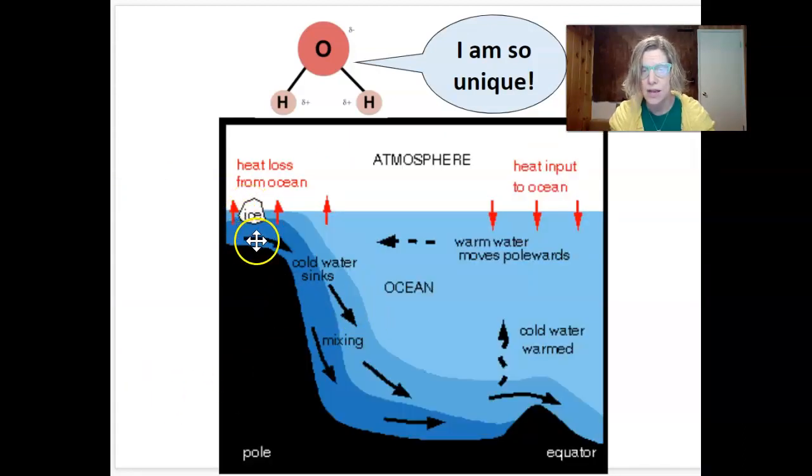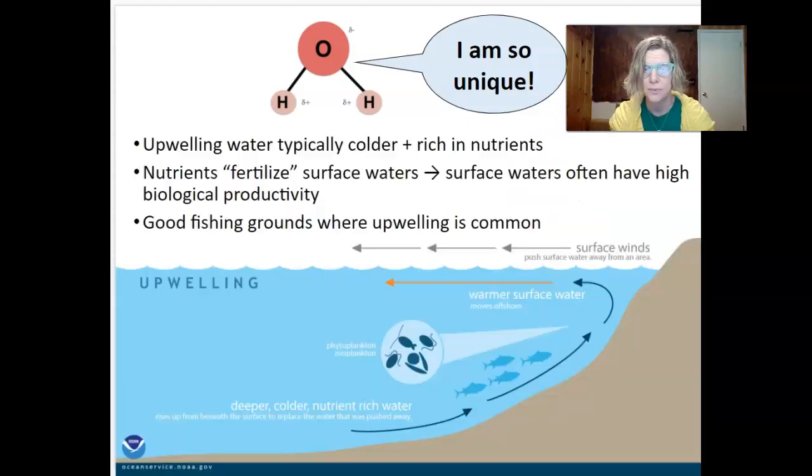You can see we have that cold water sinking and mixing, and then that colder water is warmed up, and that will move upwards. Okay, and then there's always warm water up here because there's heat input by the sun. So upwelling water typically is colder, and it's rich in nutrients. And so this is where we see an upwelling here, right?